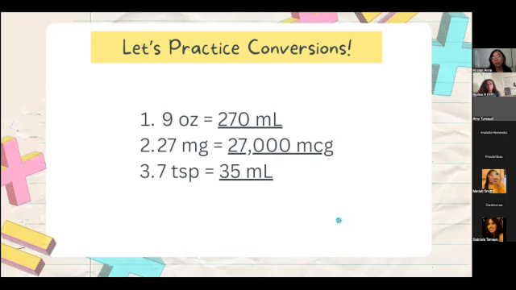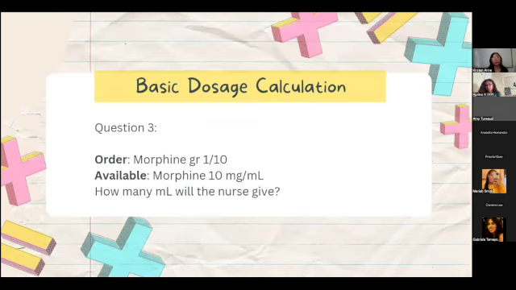Great job, everyone. Okay, so we're going to start off with basic dosage calculation. So we're starting off very easy. Does anyone know the basic formula that we use to solve a basic dosage calculation? Like everyone should know it. Does anyone know what that formula is?